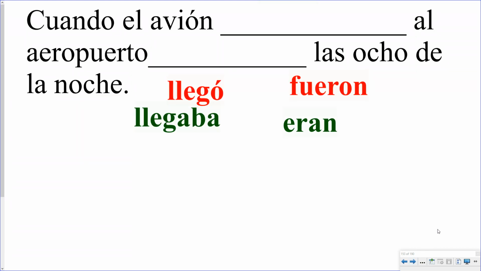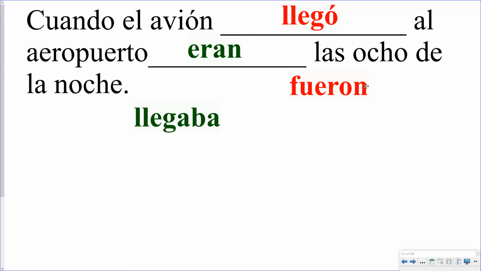In this example, it says, cuando el avión al aeropuerto, las 8 de la noche. When the plane arrived at the airport, it was 8 o'clock at night. Let's do the second half first. It was 8 o'clock at night. Telling time. We're supposed to use the green imperfecto for that one. It was 8 o'clock. Eran las 8 de la noche. The beginning part, when the plane arrived at the airport. How many times can the plane arrive? The one plane. Just the one time, right? So the plane arrived is going to be in the preterite. Cuando el avión llegó al aeropuerto, eran las 8 de la noche.